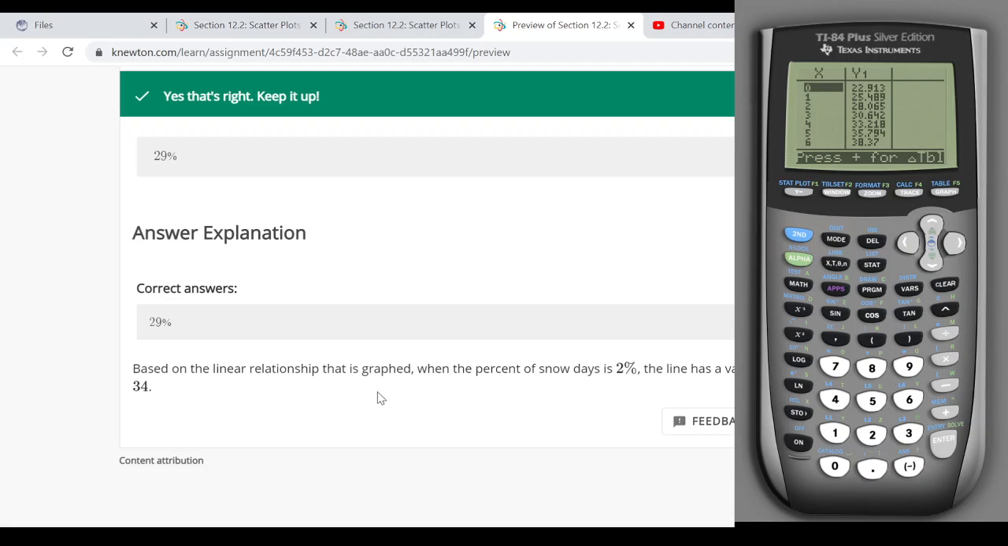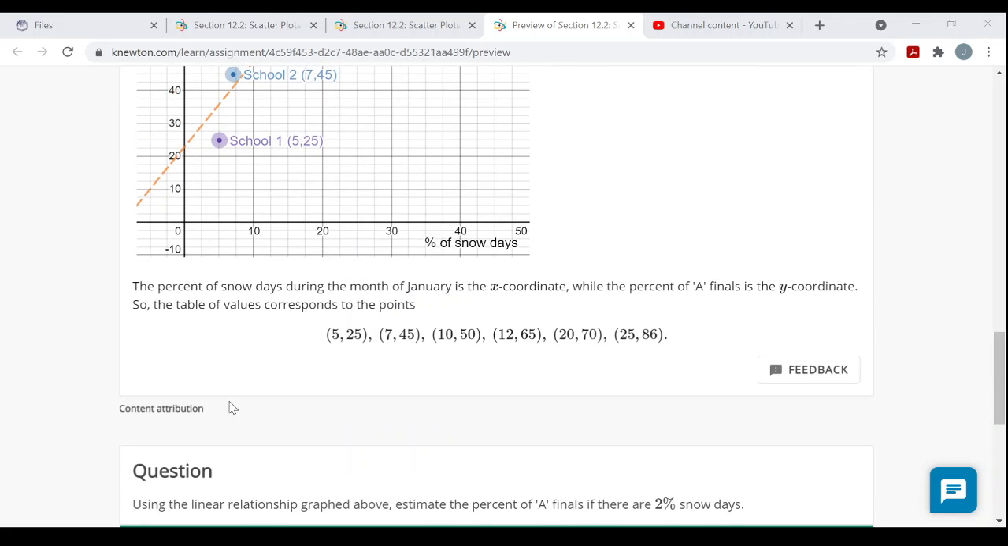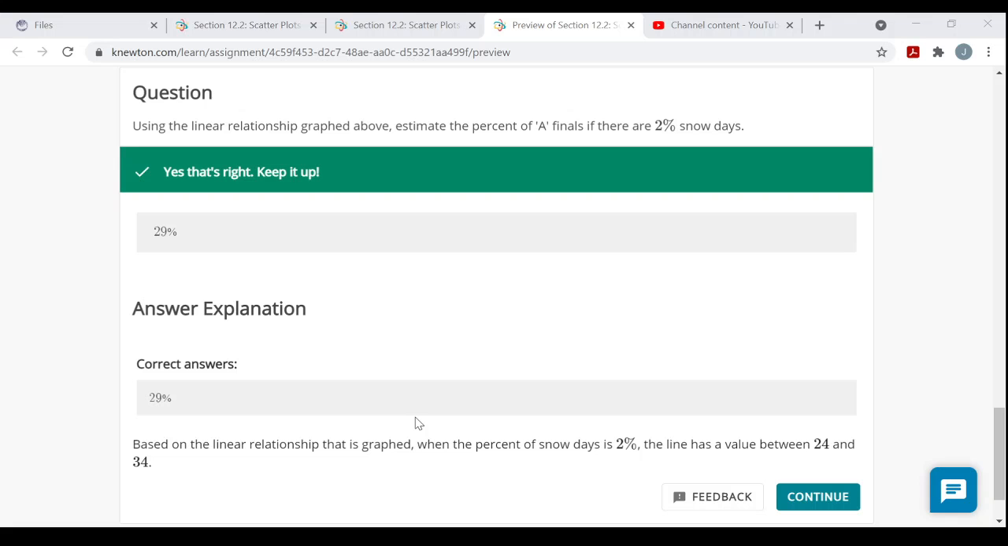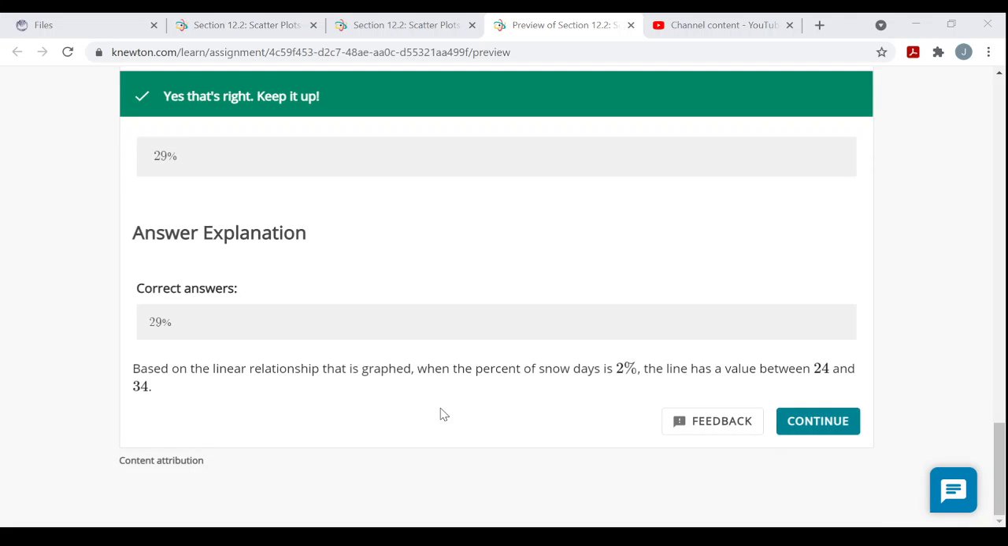Oh, so it looks like they would have taken a lot of values. So my guess earlier might have been okay. This is based on the linear relationship that is graphed. When the percent of snow days is 2%, the line has a value between 24 and 34. So it looks like they would have taken anything from 24 to 34. So my goodness. All right, so it looks like they're being a little nice and relaxed here, and you don't need to go to the calculator. But still, the calculator is going to give you a nice, better estimate.